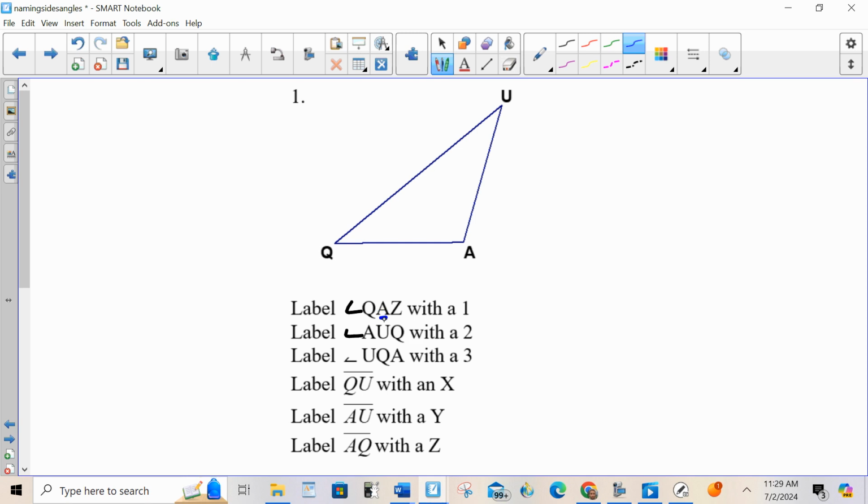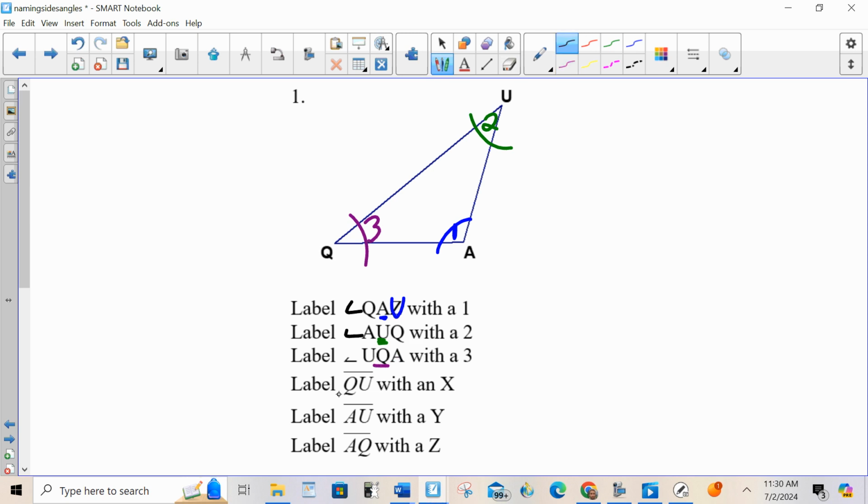There's a little bit of a typo here, QAU. So A is the vertex, here's angle A, this is angle 1. AUQ, U is the vertex, so U is the middle letter, that's angle 2. UQA, Q is the middle letter, so Q is the vertex, that's angle 3. When we're labeling angles, it goes on the inside of the triangle because it's where the pieces of the angle come together. For sides, it's the opposite. It goes outside.